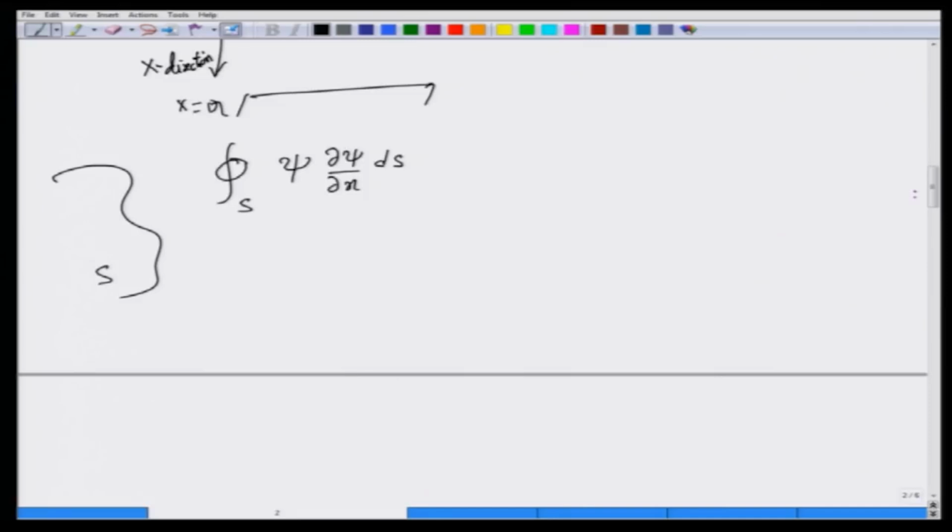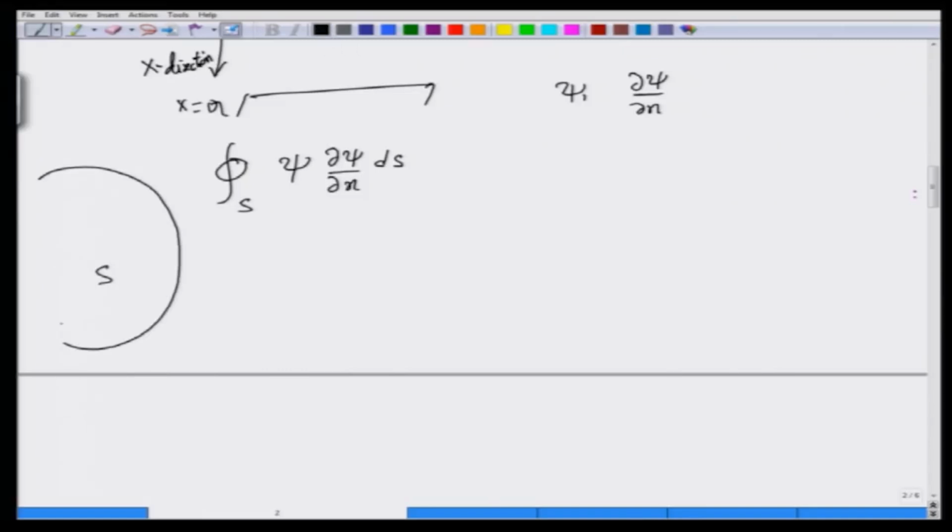Okay. The surface has to be, of course, closed. Now, look at what is happening inside. You have potential psi, you have the field, at least the normal component of the field, del psi by del n, and there is a surface ds that you are considering. Now, if I imagine that this surface is not just any surface, but some sort of a spherical surface.